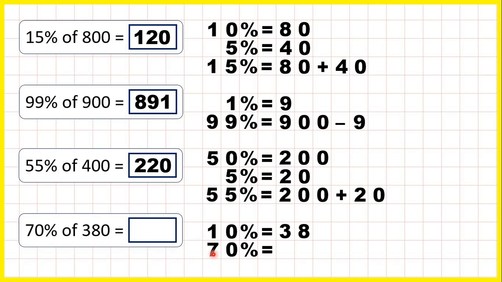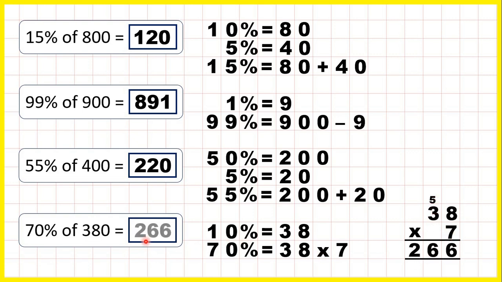Now 70 is 7 times 10, so to find 70%, we can take our answer for 10% and multiply it by 7. We can use column multiplication for this. 8 times 7 is 56, so 6, carry the 5. 3 times 7 is 21, plus 5 is 26, so our answer is 266.